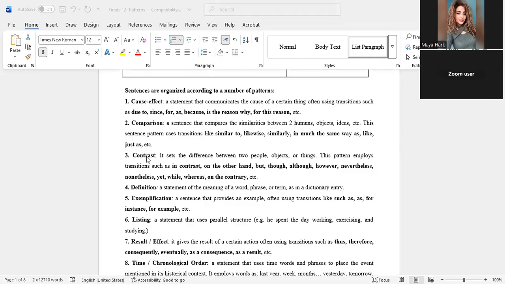So today we are talking about sentence patterns. We are shedding light on the various patterns available, and after that we'll see an exercise together related to this skill. So we were giving examples about these.